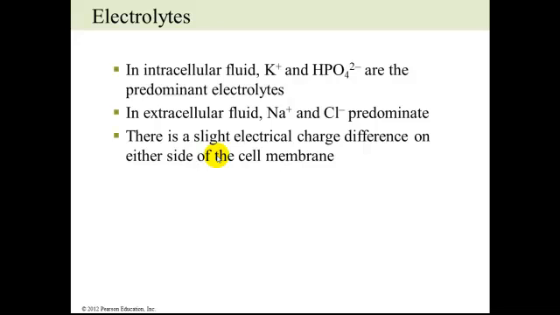In the intracellular fluid, so the fluid that's within the cells, the phosphate and potassium ions tend to be the predominant electrolytes, whereas in the extracellular fluid, the sodium and the chloride ion tend to predominate. That leads to the possibility of there being different electrical charges, and we're going to see that the difference in charge across the plasma membrane of a cell is going to be very important, especially in how our neurons function and how our muscles function.